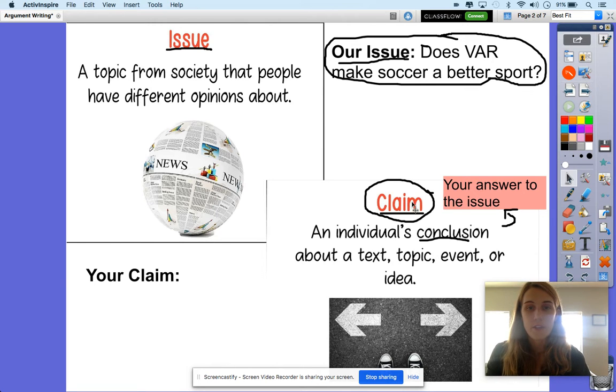You can read these two definitions, but essentially our issue is, does VAR make soccer a better sport? You can have different opinions. You've watched a video, you've read an article, you've become more familiar with soccer over the past week and a half, and so now you're a little bit more informed to answer this question. Your answer to this prompt, our issue, is your claim. Your claim is your conclusion about a text, topic, event, or idea. In this case, your topic is, does VAR make soccer a better sport?